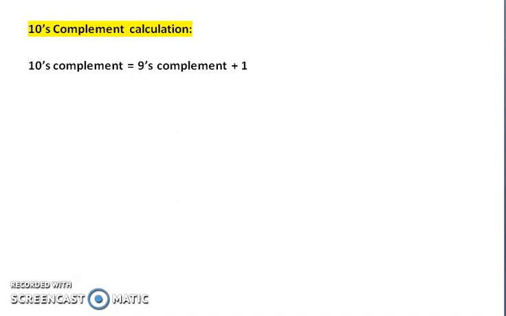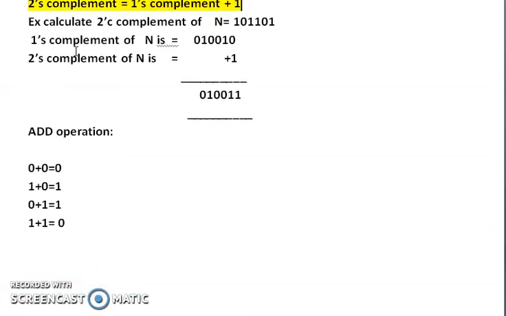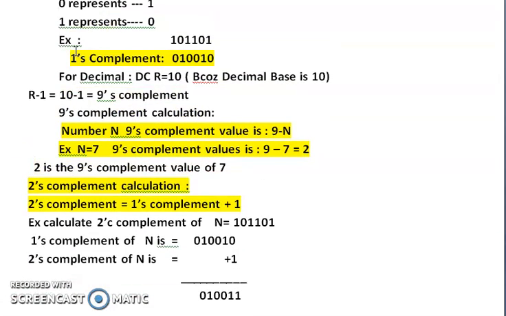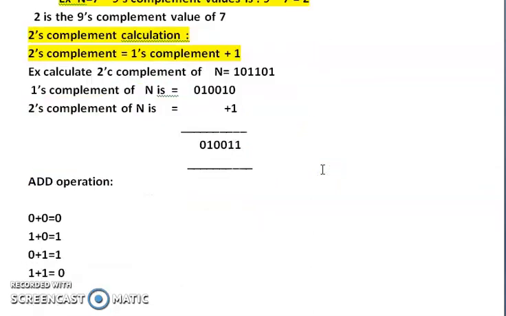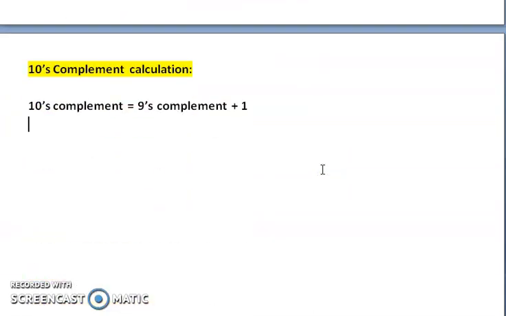So how do we calculate the 9's complement? The 9's complement can be calculated as 9 minus that number, whatever the number is. For example, if the number is n, the 9's complement value is 9 minus n. I am taking an example.